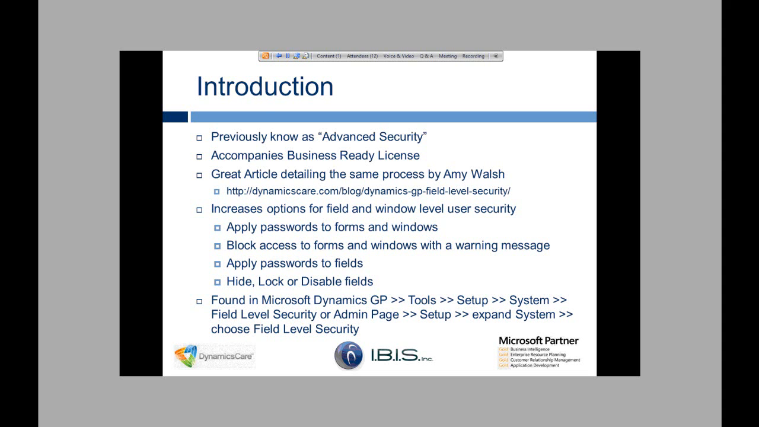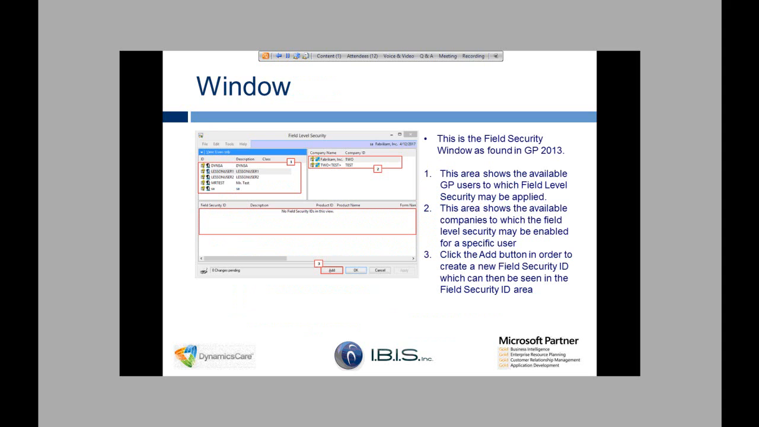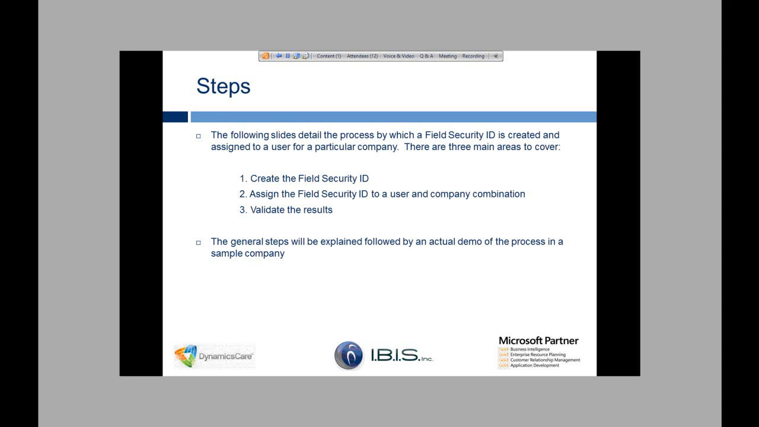So here's the main window for field level security. In the top left portion, you have your users that are available to apply the security to. In the top right, you have your companies to apply that security to on a per-user basis. And then at the bottom is where you're going to have your field level security IDs, which you can choose from. For this, we're going to just go through the basic steps, and then at the end, I'm also going to do a live demo of an example of field level security.